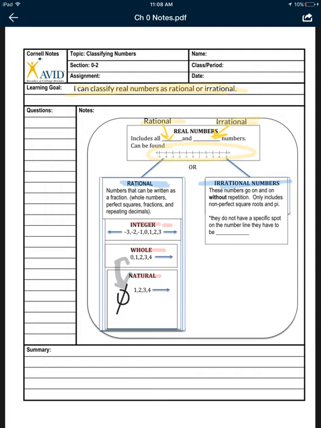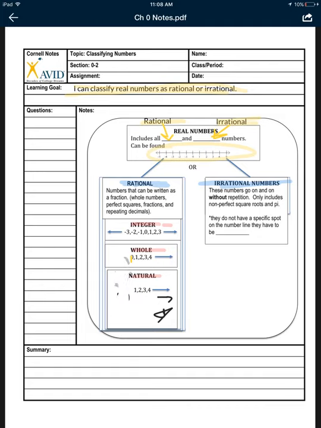Okay, so you learned about these numbers when you were in kindergarten, which are our natural numbers, and this arrow signifies that they go on and on if you count. Our whole numbers, the only difference is that it's starting with 0, and then it is our counting numbers 1, 2, 3, 4, 5, 6, 7, 8, all the way up.